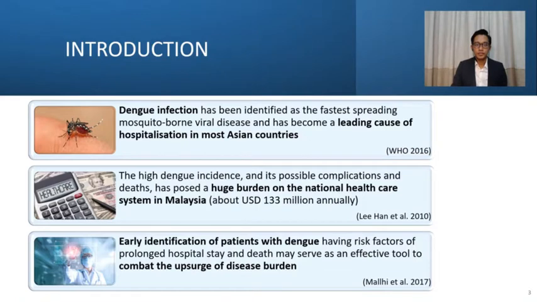Dengue infection is one of the most important and fastest spreading mosquito-borne viral diseases with high morbidity and mortality, and has become one of the leading causes of hospitalization in most Asian countries. High dengue incidence and possible complications and death have posed a huge burden on the national healthcare system. Early identification of patients with dengue having risk factors of prolonged hospital stay may serve as an effective tool to combat the upsurge of disease burden.